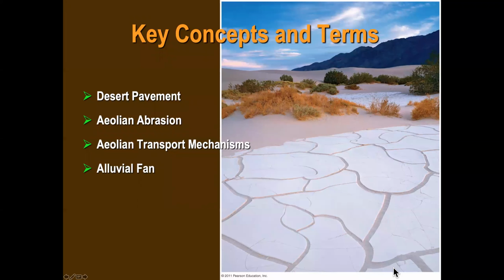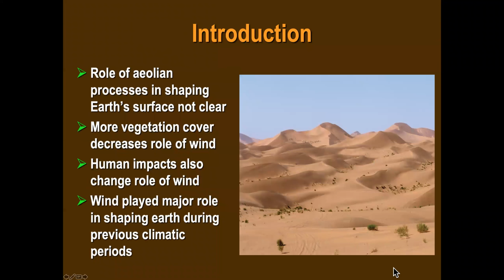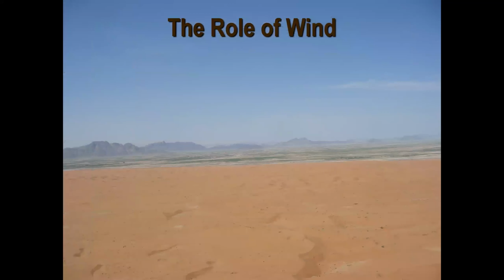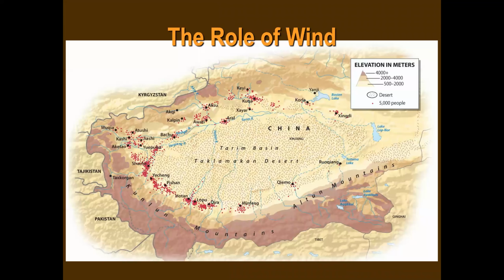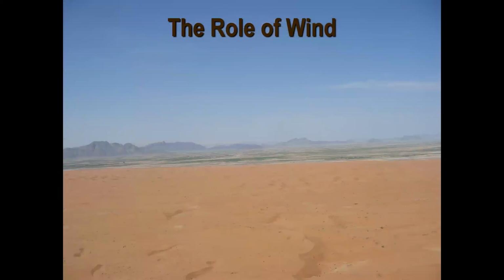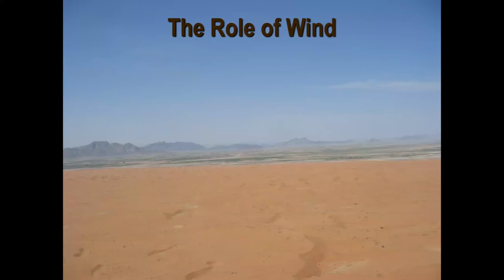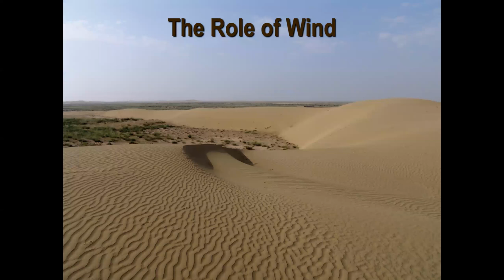These are some of the key concepts and terms. The idea of aeolian, A-E-O-L-I-A-N, implies wind caused. So the role of wind, if you look at this image or that image or this image, here you can see that wind in these particularly dry areas has had a significant impact on the way it looks. You can see the ripples.